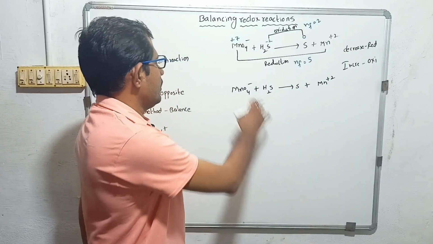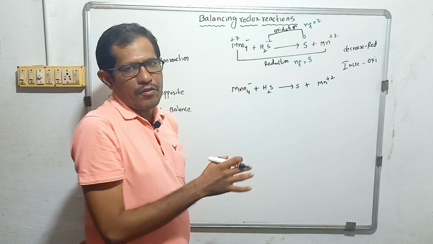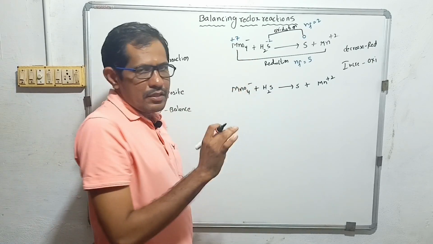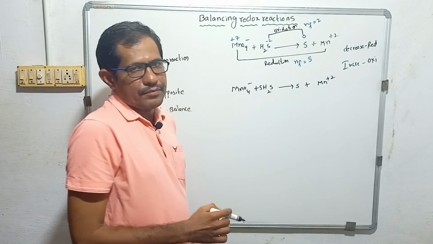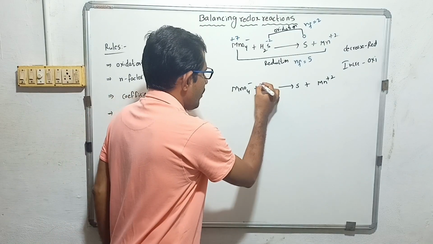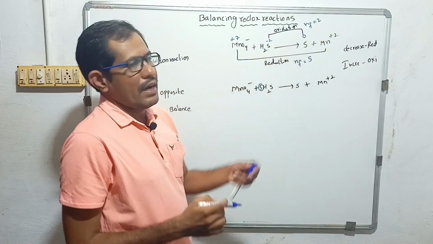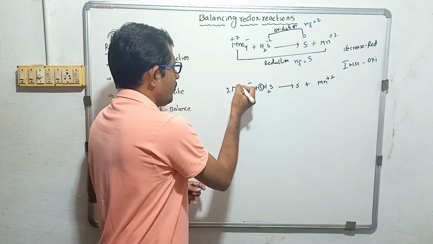So the n factor for MnO4 minus is 5. The change is 5, so that 5 I will give for H2S. That's what I said, assign the n factor oppositely. For H2S the n factor is 2. That I will give to manganese over here.